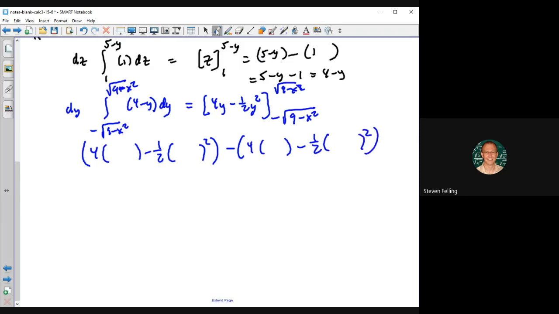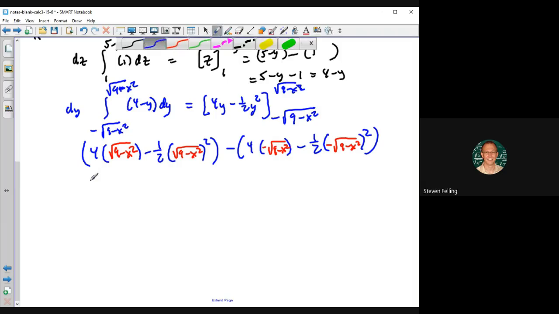And I'm going to change color to do the plug-in here. So we're plugging in square root of 9 minus x squared here. And then we're plugging negative square root of 9 minus x squared in here. Negative square root of 9 minus x squared. All right. If we're lucky, things will cancel.